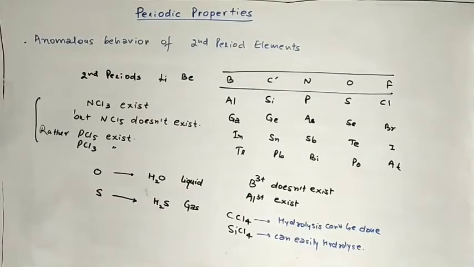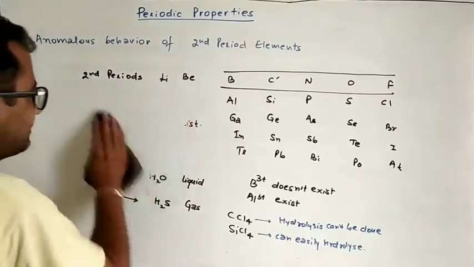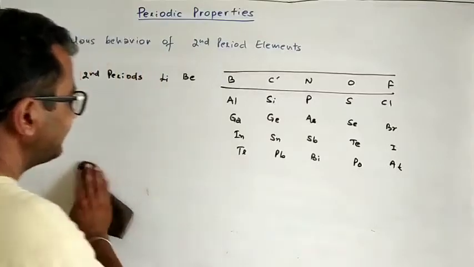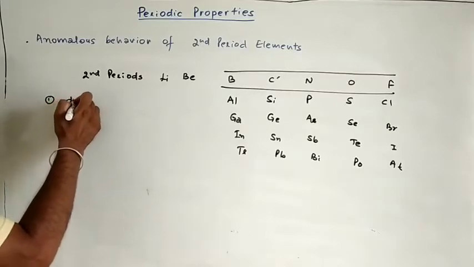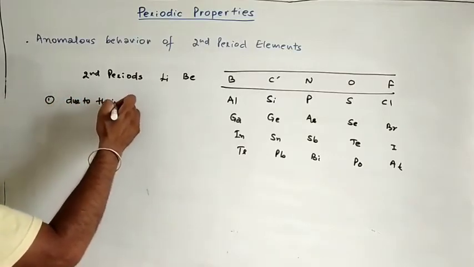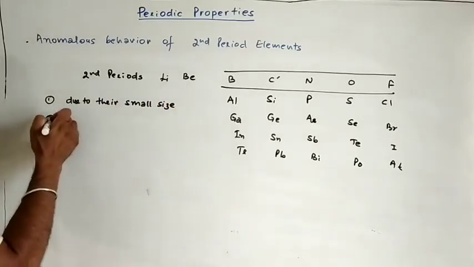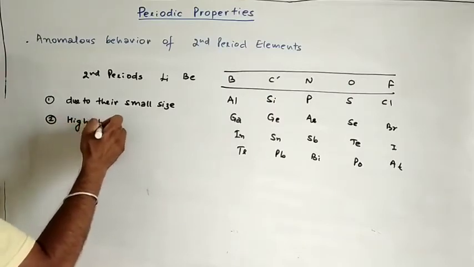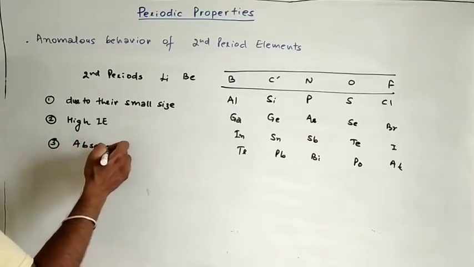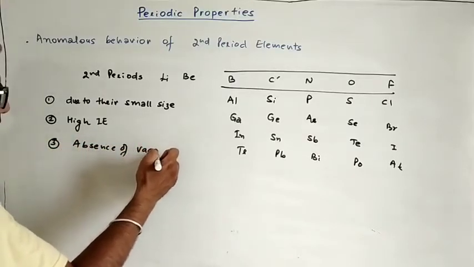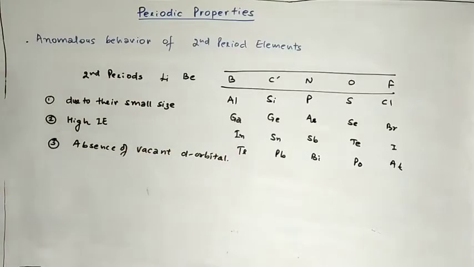Okay. So why is this behavior different? There are some specific reasons. By taking these reasons, we can explain the behavior. First is due to their small size. Second is high ionization energy. Third is absence of vacant d orbital. These three reasons are there.